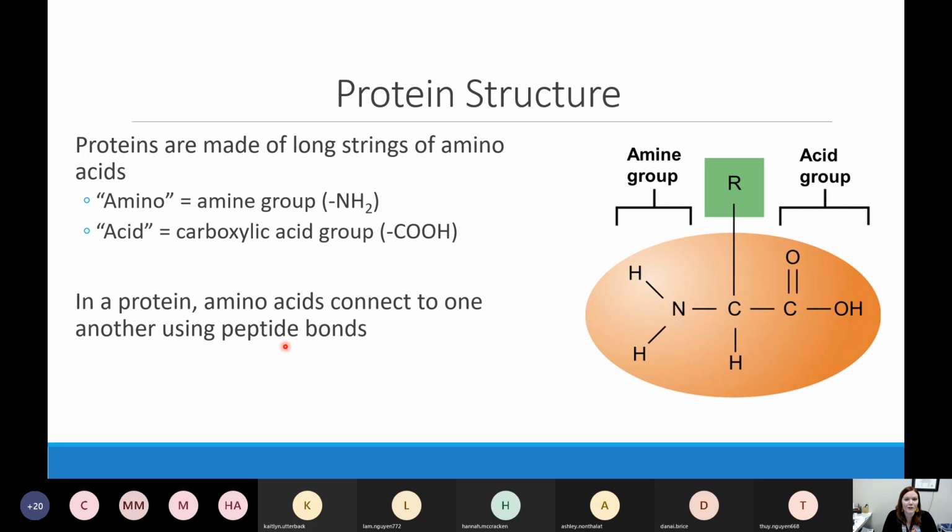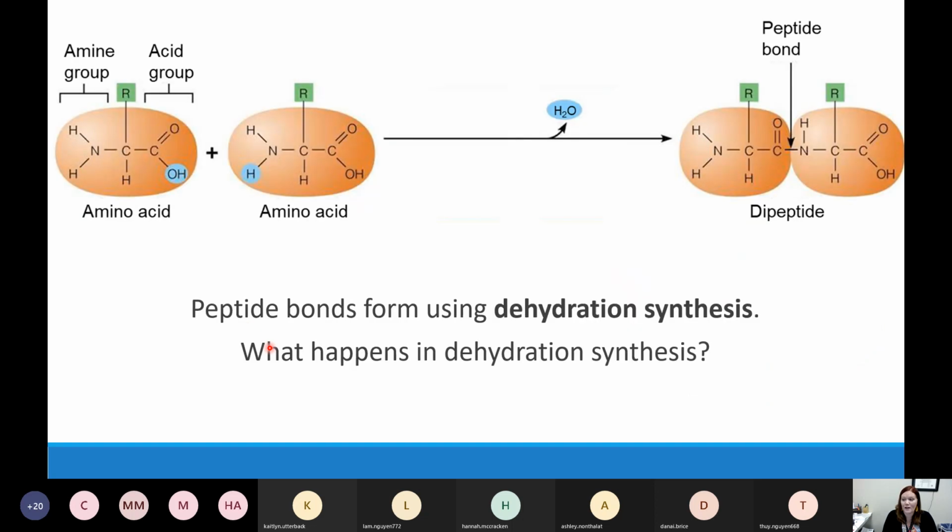So something we should all underline, highlight, star in our notes is that proteins are made with peptide bonds. Peptide bonds. Anytime you hear me talking about a peptide bond, you know right away we're talking about a protein. So the way that I connect all of the amino acids together that build a protein is I use a special kind of chemical bond called the peptide bond.